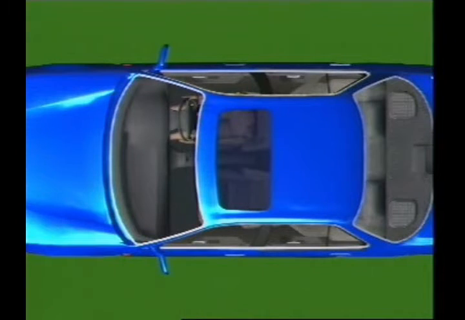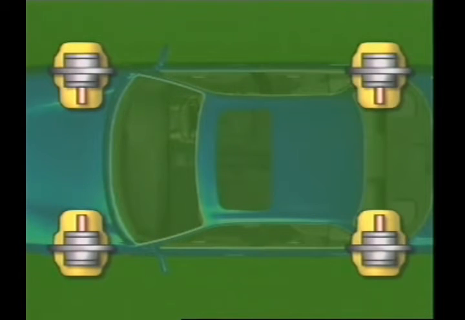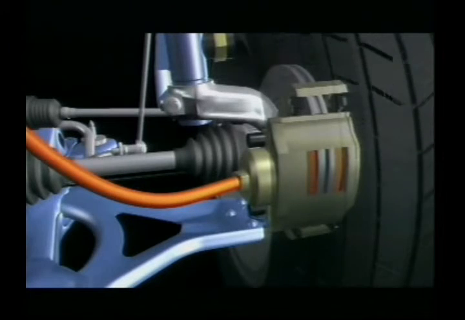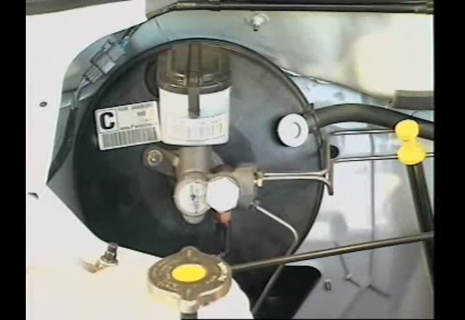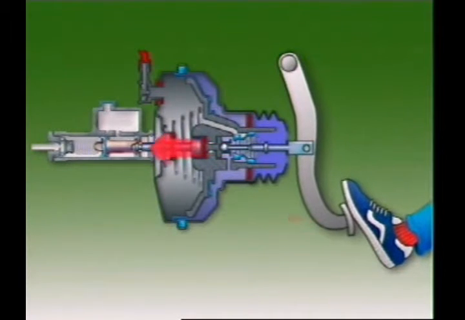Most modern light vehicles have either disc brakes on the front wheels and drum brakes on the rear, or disc brakes on all four wheels. Disc brakes require greater forces to operate them. A brake booster assists the driver by increasing the force applied to the master cylinder when the brake is operated.